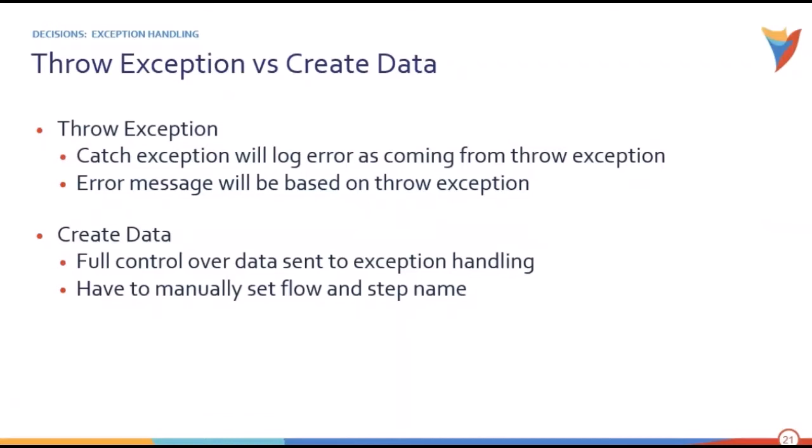Another approach that provides more control is to use a create data step. Rather than a throw exception step, initialize the values you want to pass to your error handling flow, such as flow name, step name, exception, message, etc. Set these values on the create data step and then connect it to the error handling subflow.